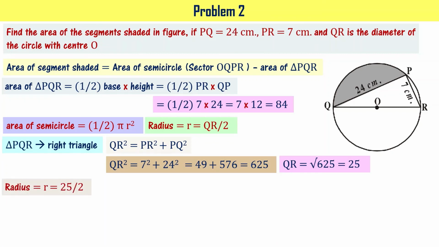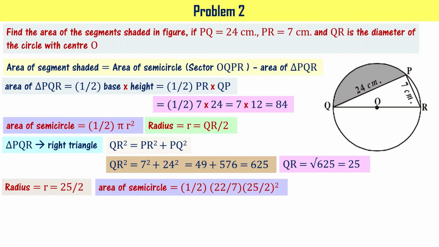Now since we know radius r equal to QR by 2, we can write radius small r equal to 25 by 2, right? Let's substitute that into the formula of the area of a semicircle. Half times pi equal to 22 by 7 times r square, where r equal to 25 by 2, right? When you simplify this, you get the answer as 327.38 centimeter square.